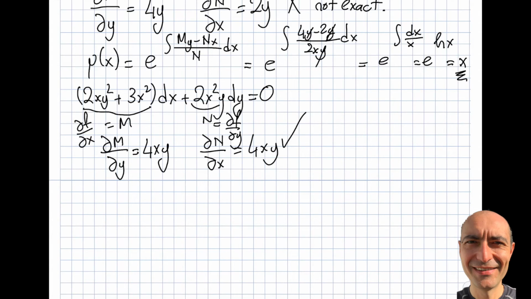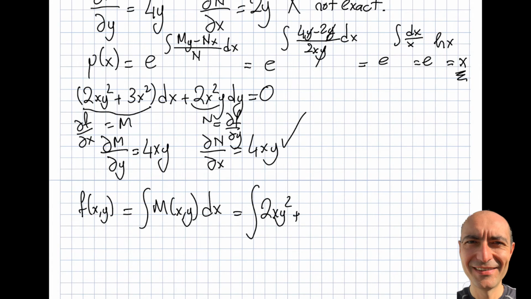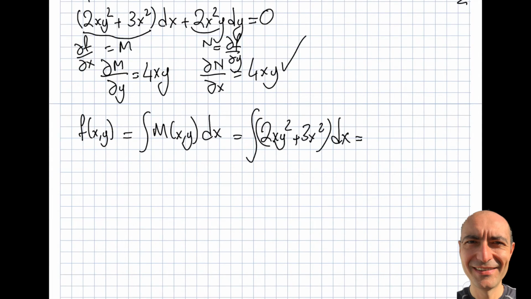I'm going to start with the x direction, so I'm going to get f(x, y) will be the integral of M(x, y) dx. So if I insert that, I'm going to get the integral of (2xy squared plus 3x squared) dx. So if I go one step further, I will get x squared y squared plus x cubed plus the integration constant, which is g of y. We talked about this many times.